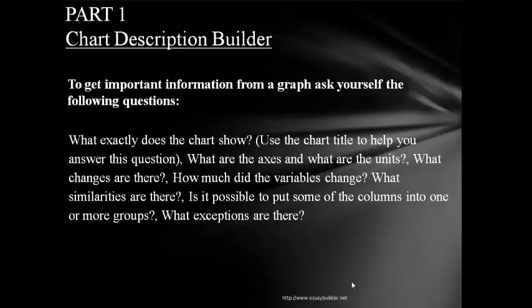What are the axes and what are the units? What changes are there? How much did the variables change? What similarities are there? Is it possible to put some of the columns into one or more groups? What exceptions are there?